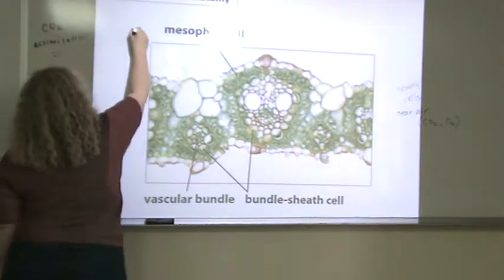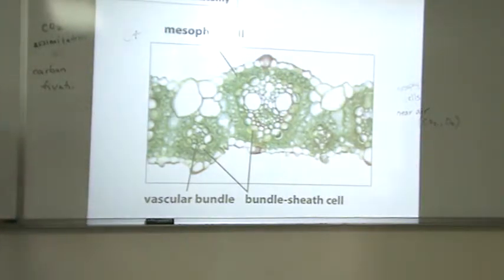This is a C4 leaf, so a leaf that is able to do C4 as well as C3. It has different vascular bundles.